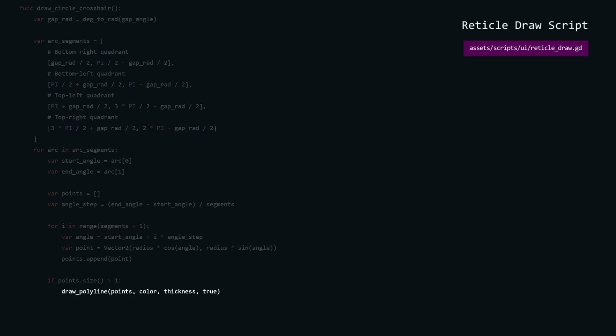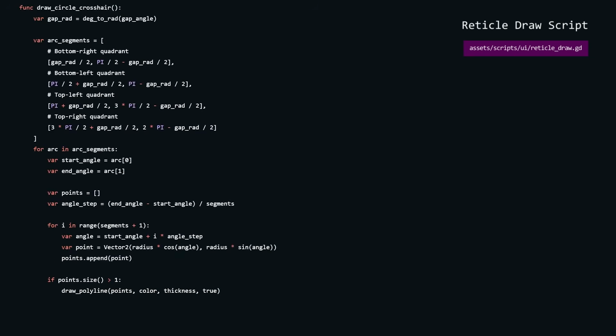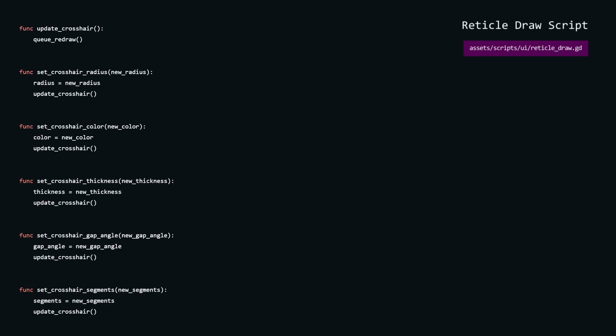We can also add some future-proofing functions that will let us adjust the reticle or crosshair externally. If, say, you want to change the color or thickness for a new gun, or if the player hits an enemy.